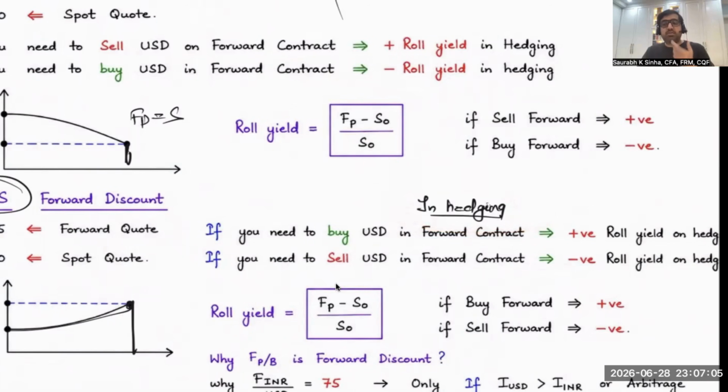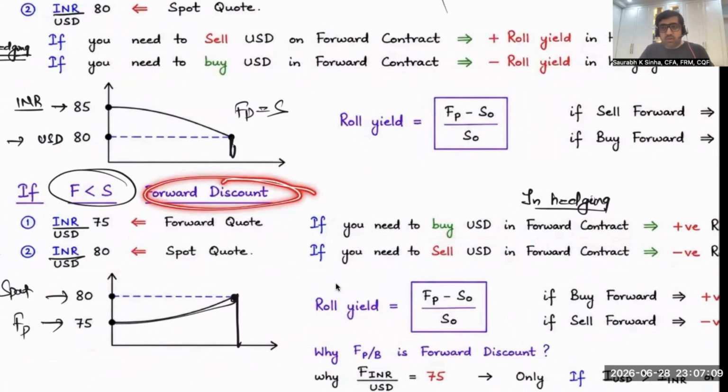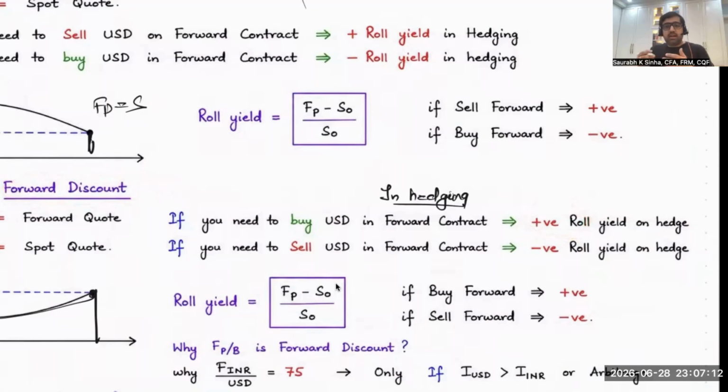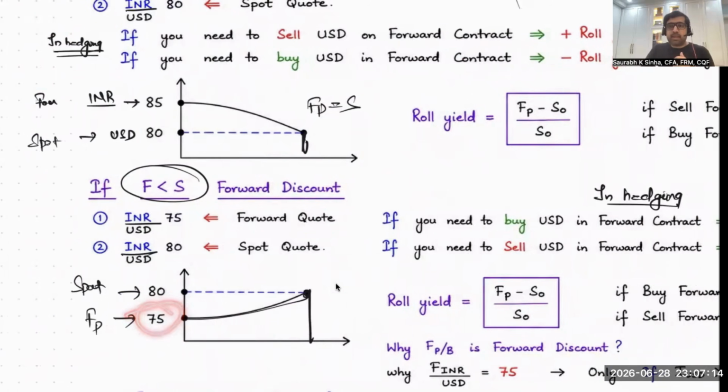And that's why I have said and written here that in hedging, if you have to hedge your USD exposure by buying USD in a forward contract, and it is at a forward discount, then you will make a positive roll yield because you're buying cheap and you're selling at a higher price. Earlier you entered as a forward seller. Here we want to enter as a forward buyer.